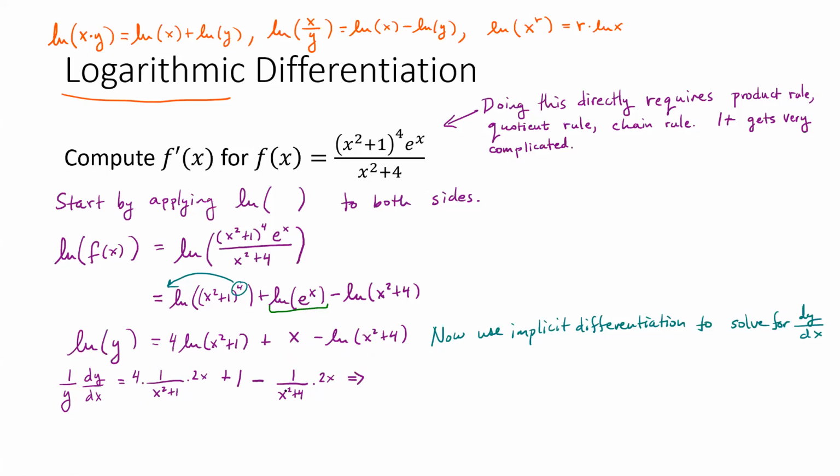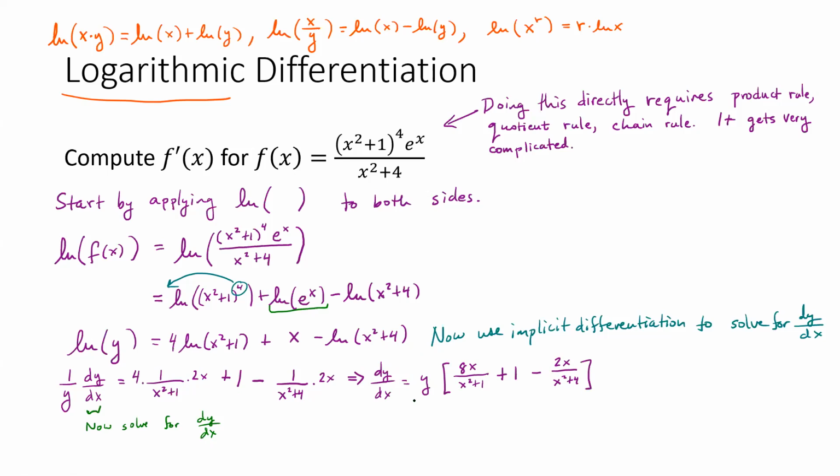Okay, now I can just solve for dy over dx. And let's see, we get dy over dx equals, I'll multiply y to the opposite side. And then here we've got 4 times 2x, which is 8x, over x squared plus 1, and then minus 2x over x squared plus 4.